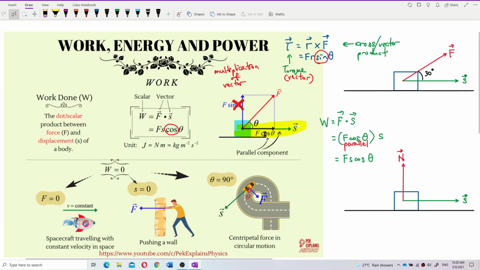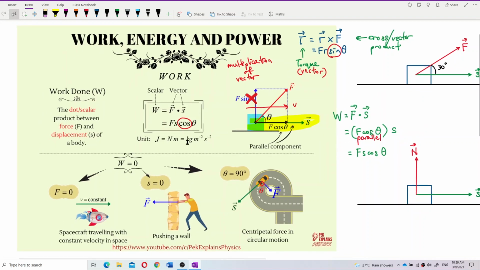Why do we only use the parallel component to multiply by displacement? Because it is this F cos theta that brings about this displacement. F sin theta has nothing to do with the displacement, isn't it? Because this object is moving to the right, isn't it? It's moving to the right. So it is F cos theta responsible for this motion, to bring the object to the right. F sin theta has nothing to do with it. That's why work done is only caused by F cos theta.